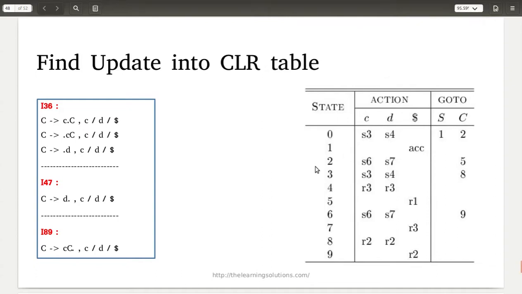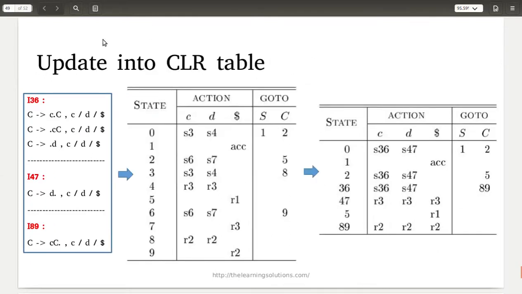So this is the way we update the states that are combined together. This is called as shrinking of the state. So I36, I47 and I89 will become the part of this state column. Now just look into this table. We have I36, I47, I89 together. This is the CLR table. We need to make update into the CLR table.